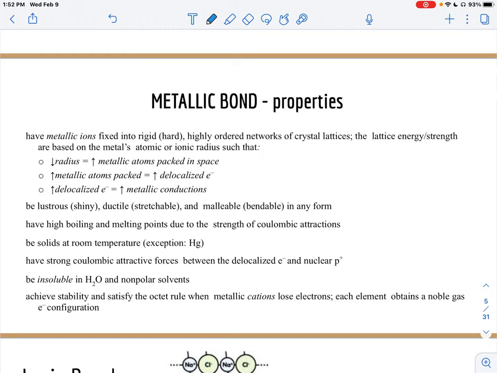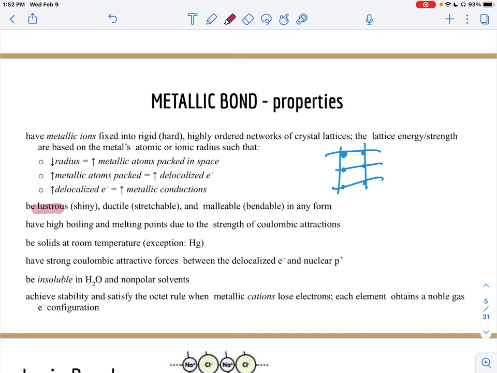So let's talk about the properties of a metallic bond. They have metallic ions in highly ordered networks of crystal lattices. Okay, so that will mean you'll have an atom here, here, here, and so on, and they'll all be connected like that. That's what it means by crystal lattice. So the more metallic atoms you have, the smaller the radius will be because they'll be packed into one space. Okay. The more atoms you have, the more electrons there are, which makes sense because every atom is going to give off a certain amount of electrons.